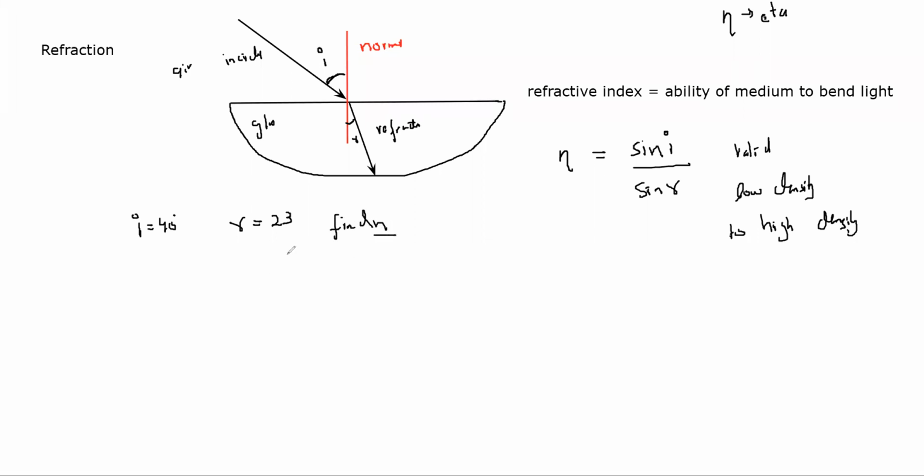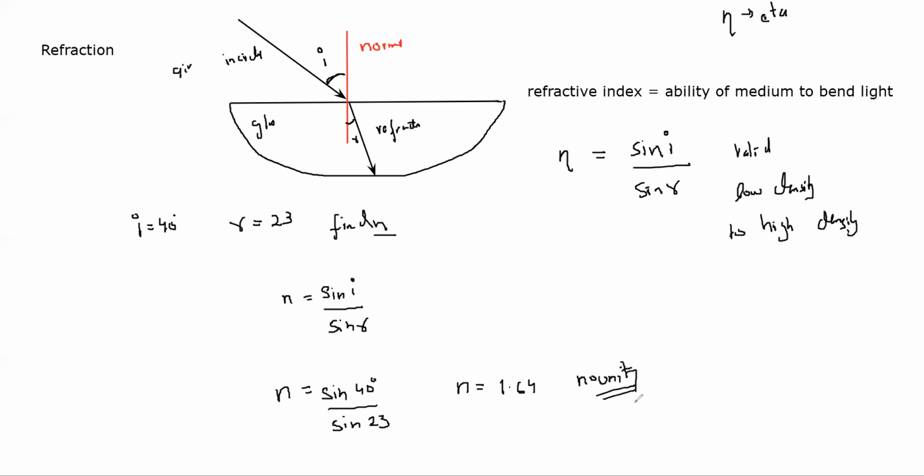So what is the formula to calculate the refractive index? Refractive index means the ability of the medium to bend light. So how can you find the value of N? So refractive index N is equal to sine angle I over sine angle R. So refractive index is equal to sine 40 divided by sine 23. What's the answer? 1.64. But keep in mind, refractive index does not have any unit.